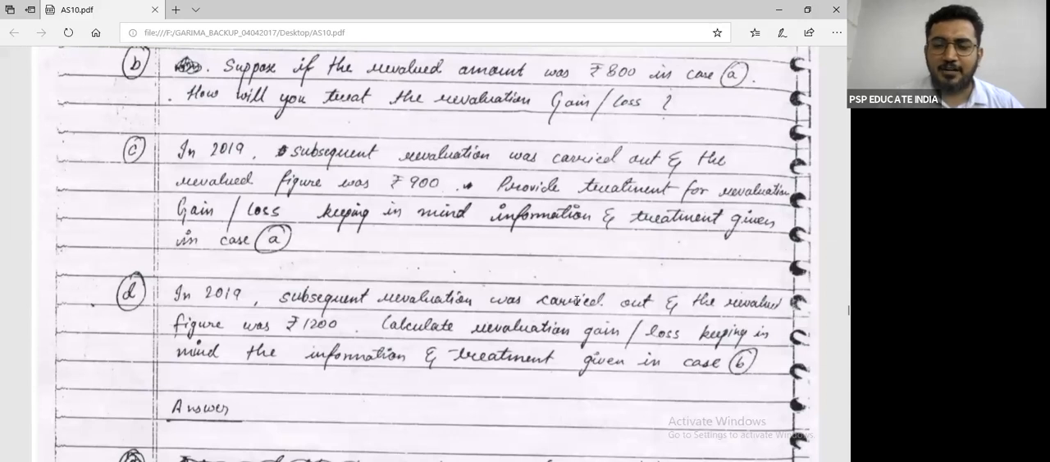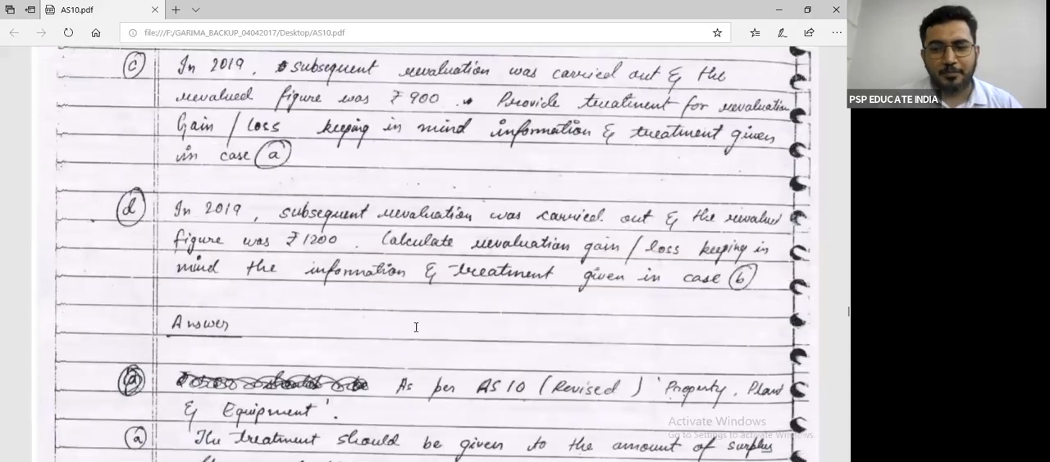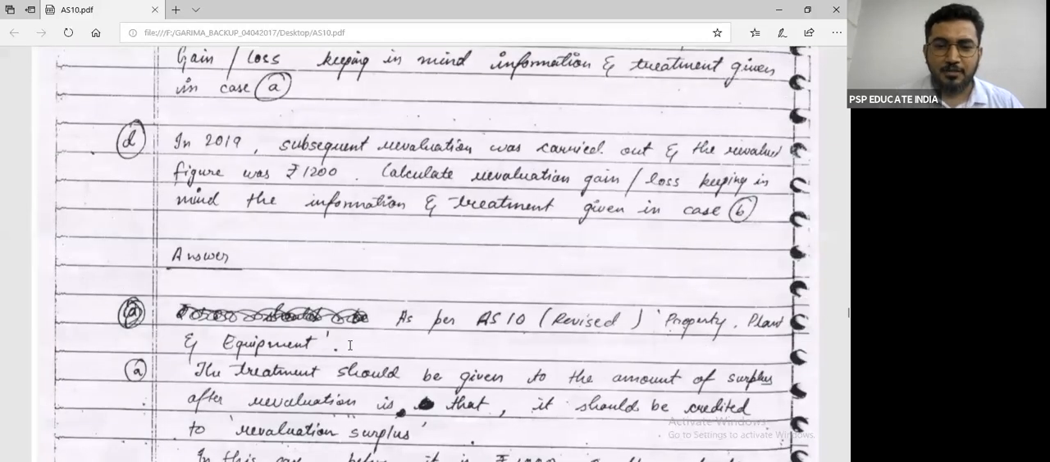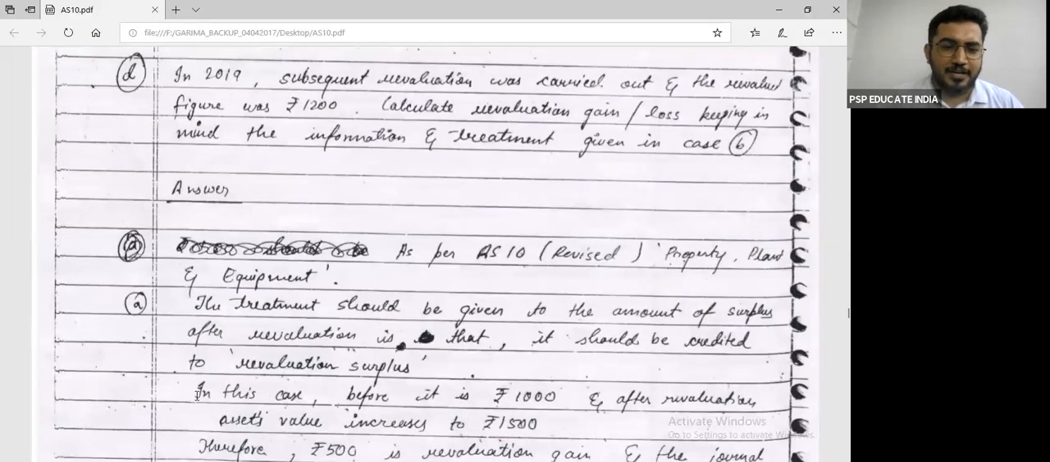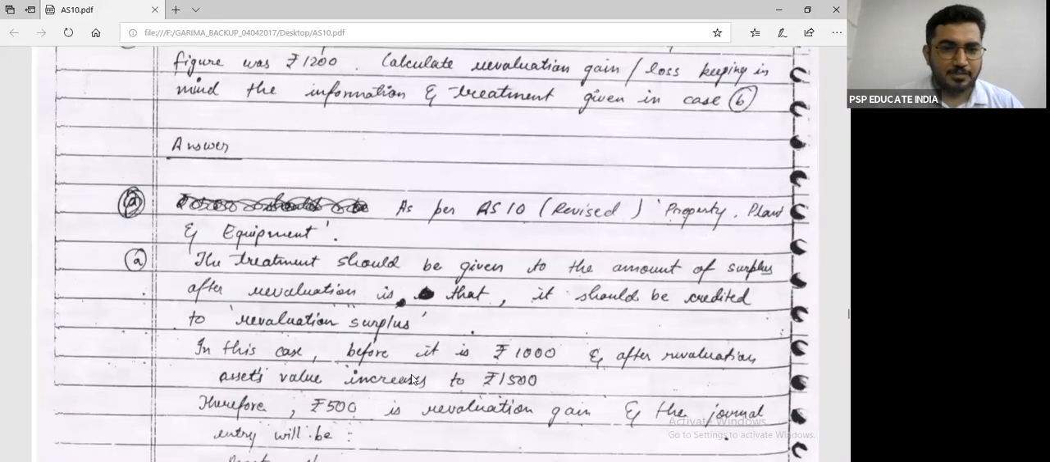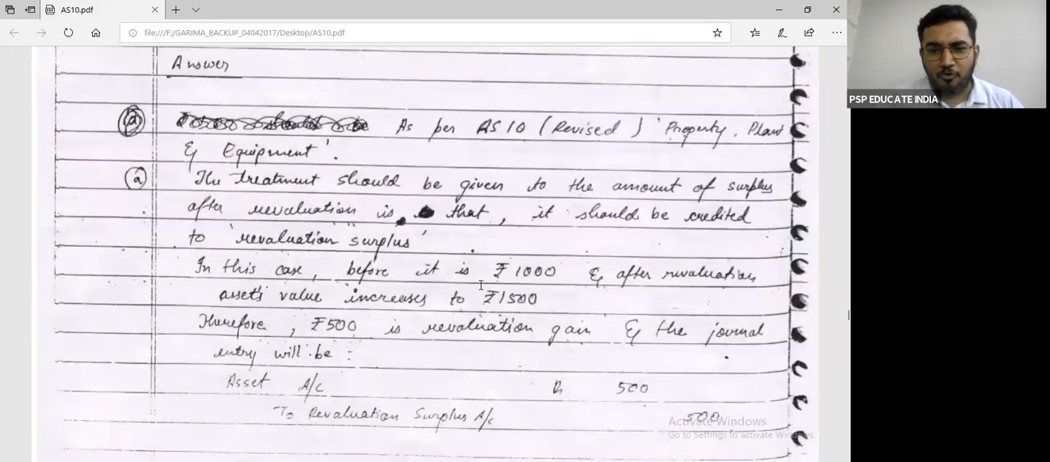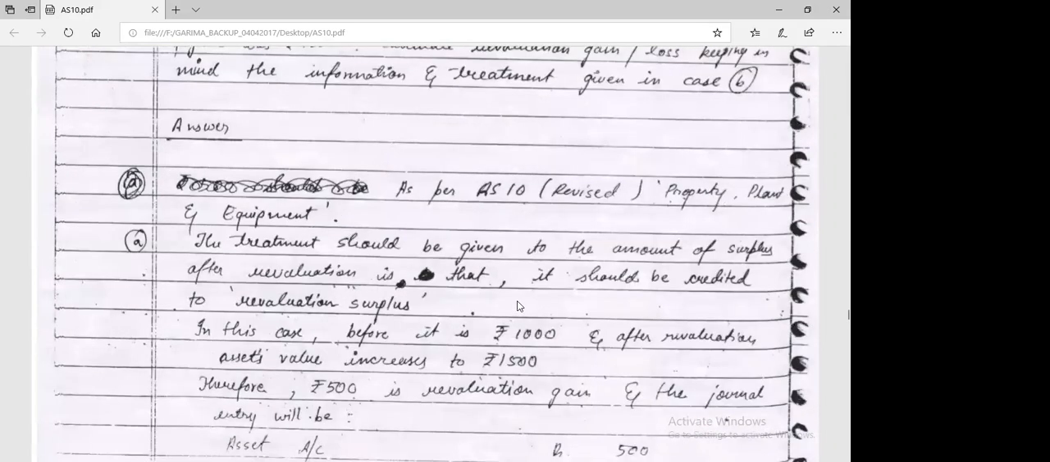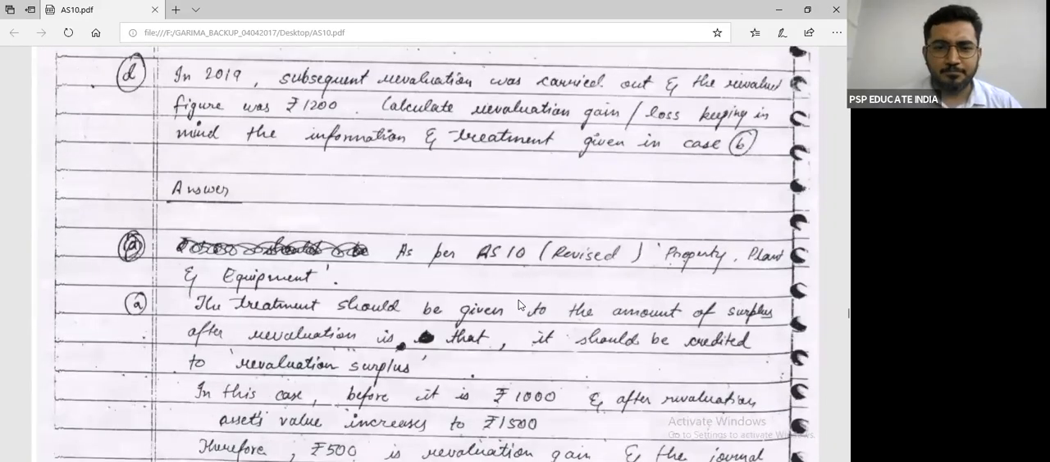Look at the solution. As per accounting standard 10, property, plant and equipment, the treatment should be given to the amount of surplus after revaluation. It should be credited to revaluation surplus. In this case, before it was 1000 and after it increases to 1500. So how much is your revaluation gain, Anjali? Rupees 500.